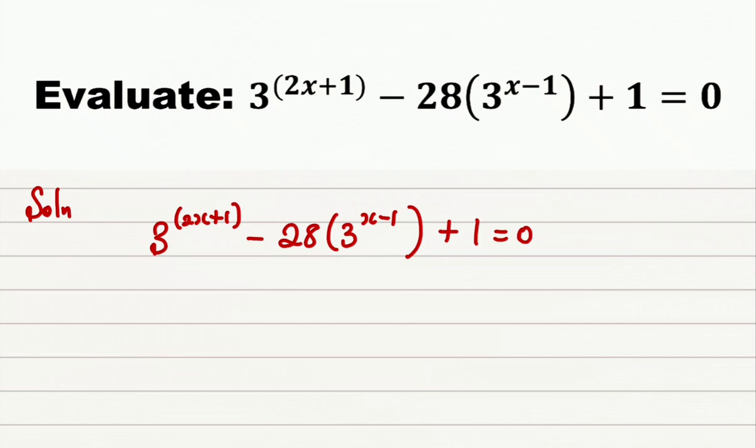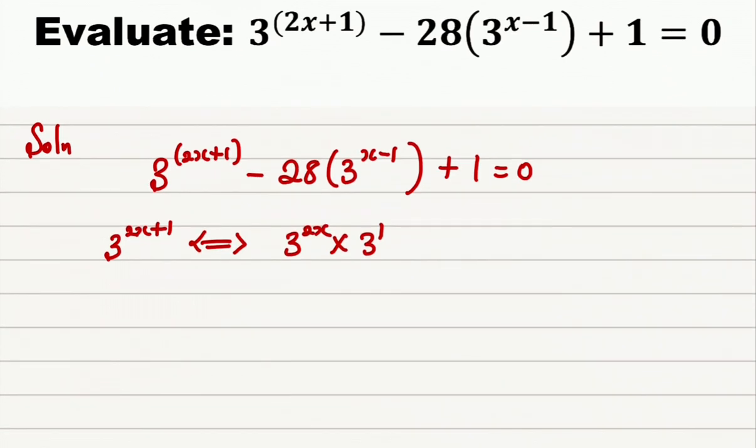Okay, let's start with the first one. Do you know if I have 3 raised to power 2x plus 1, I can actually look at it as 3 raised to power 2x times 3 raised to power 1? Yeah, I can do it this way, because one of the laws of indices under multiplication states this. So of course I can write it as 3 into 3 raised to power 2x. All right, it's the same thing. Then I'll come down to 3 raised to power x minus 1.